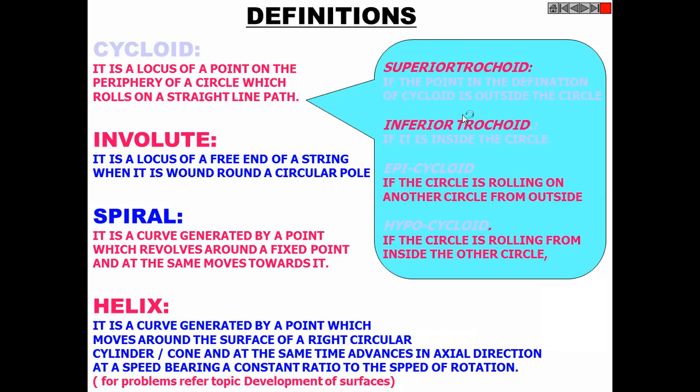Then we have epicycloid. What is that? If the circle is rolling on another circle from outside, then it is called epicycloid. Now again, a circle can roll on the inside or outside. So if the circle is rolling on another circle from outside, it is called epicycloid. But if the circle is rolling on the inside of the other circle, then it is called hypocycloid.